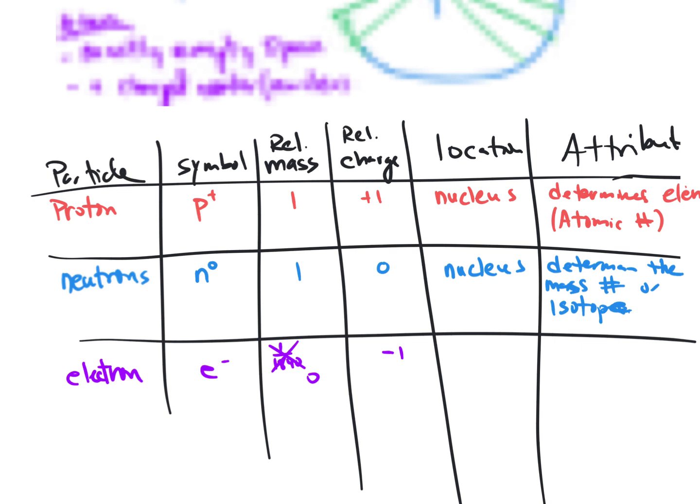Keep it simple. And where's it located? Outside the nucleus. That's why J.J. Thomson found that there's negatively charged particles, because they're on the outside. And the electrons determine the charge of the atom. It also determines the properties. Let's talk about these.